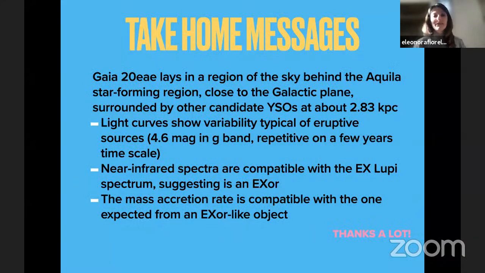So I'll leave you with take-home messages summarizing what we've done. Gaia 20eae lies in a region of the sky behind the Aquila star-forming region, close to the galactic plane, and eventually it belongs to a new star-forming region because it's surrounded by other candidate YSOs at about 3 kiloparsecs. We analyzed the light curves, which show variability typical of active sources. We also investigated the near-infrared and visible spectra, finding the spectroscopic features of an EXor, in particular the near-infrared spectrum matches the EX Lupi spectrum. And also the mass accretion rate is compatible with the one expected from an EXor-like object.